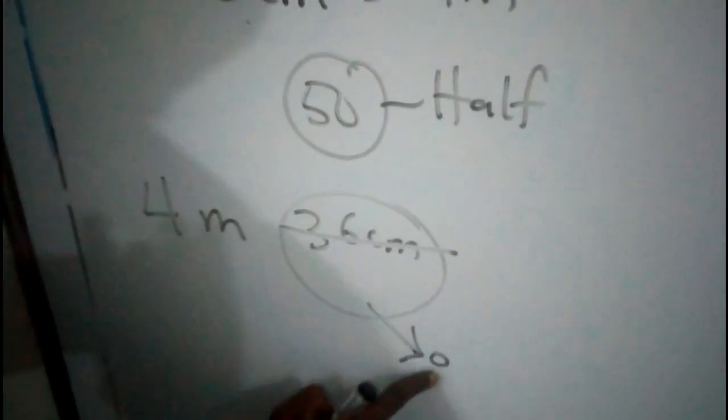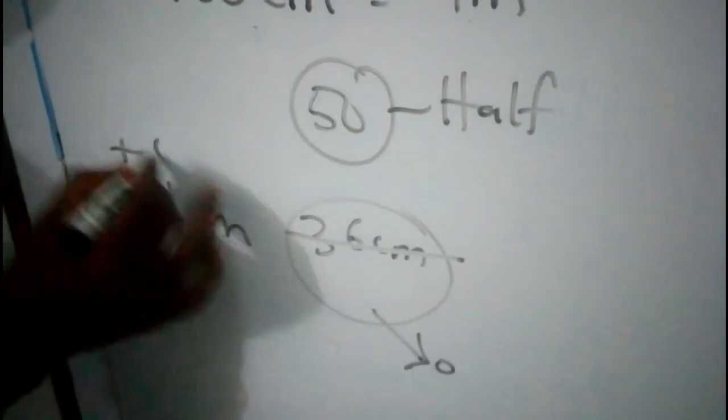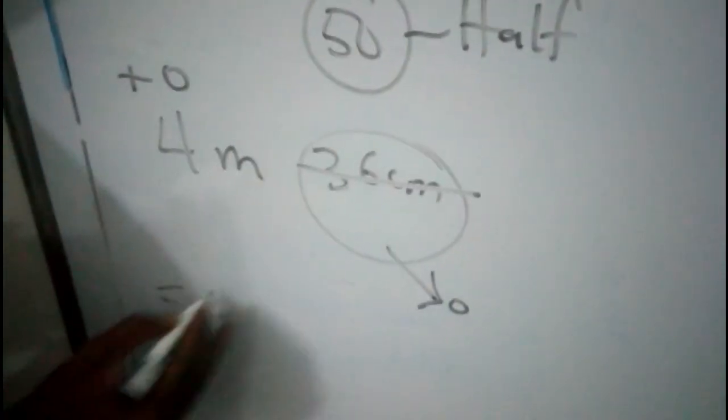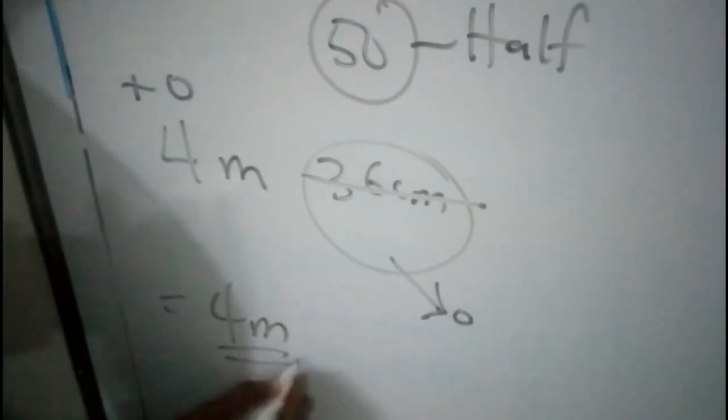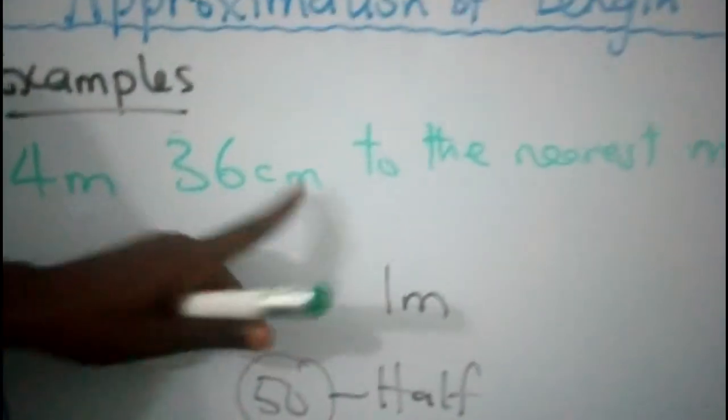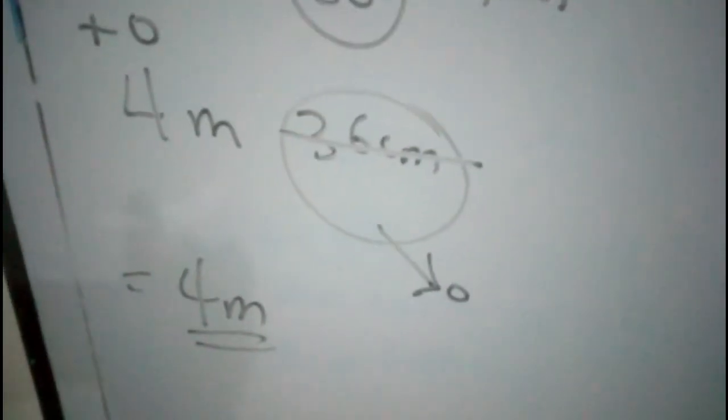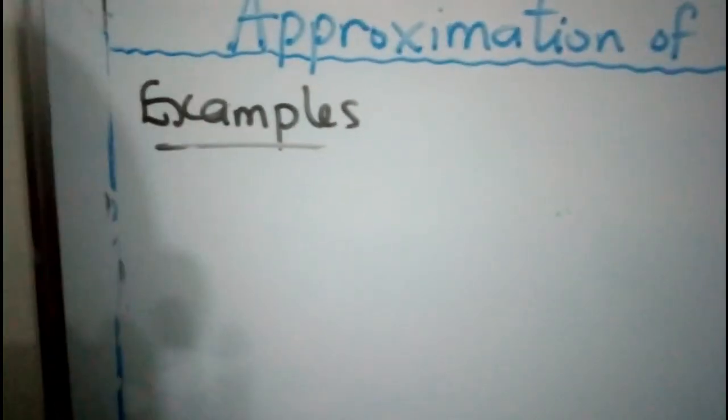So what happened? 36 is gone. You cancel it. Then what happens to your 0 here? You add a 0 to your 4 here. So 0 plus 4 gives you what? 4 meters. So when you approximate 4 meters, 36 centimeters to the nearest meter, it gives you what? 4 meters.